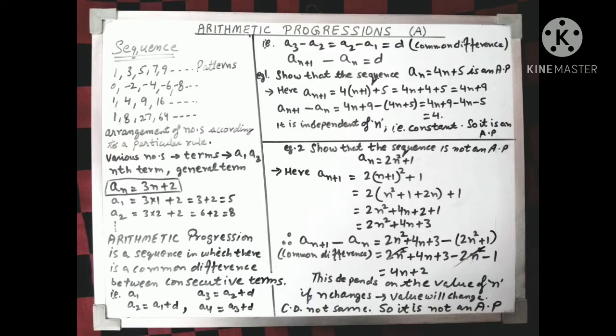Before we start arithmetic progressions, we need to understand what a sequence is. What is meant by a sequence? On the board I have written 3-4 patterns: 1, 3, 5, 7, 9; 0, -2, -4, -6, -8; 1, 4, 9, 16, 25; and the last one, 1, 8, 27, 64.